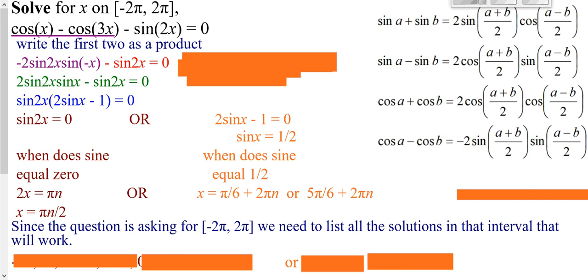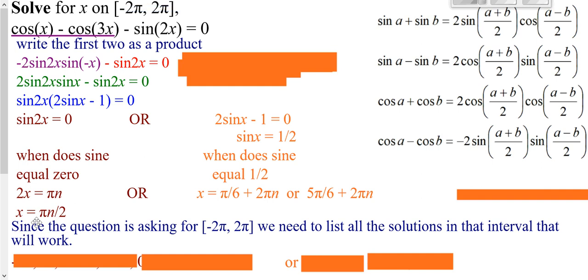We are given a restriction of looking for our answers only on a certain interval. If you were not told to find it on a certain interval, what we have right here, pi n over 2, and pi over 6 plus 2 pi n, and 5 pi over 6 plus 2 pi n would be your answer. But because you're looking for your answer on a certain interval here, then we have to go ahead and start plugging in numbers for n.